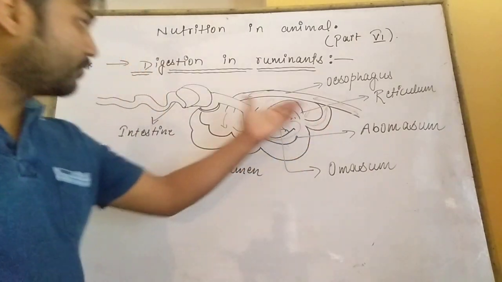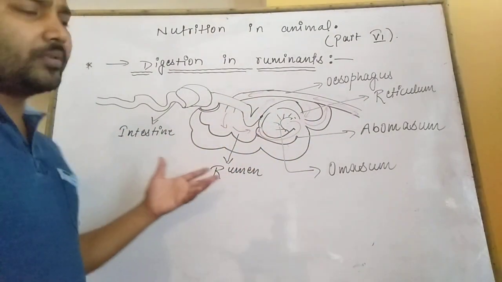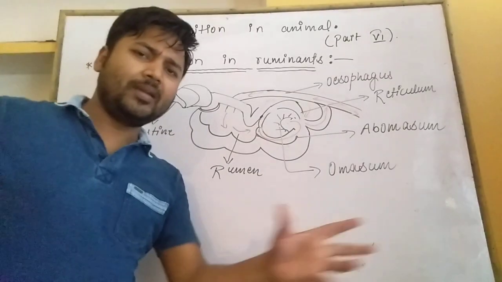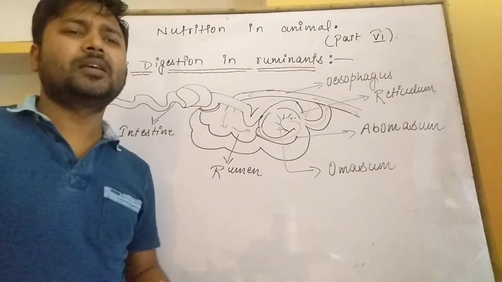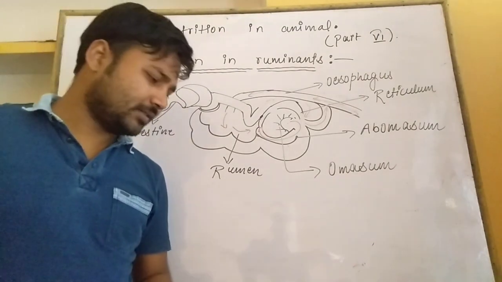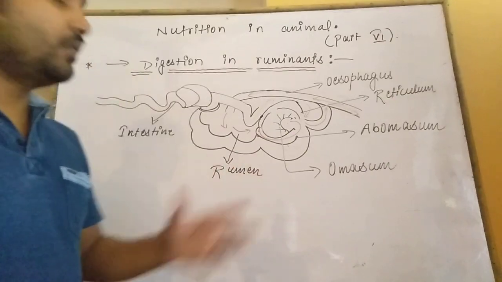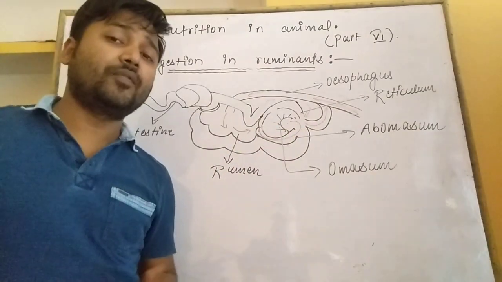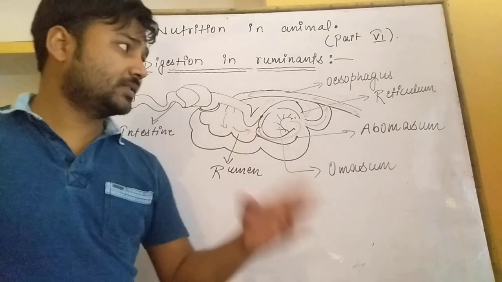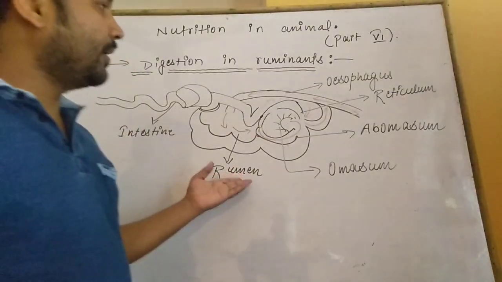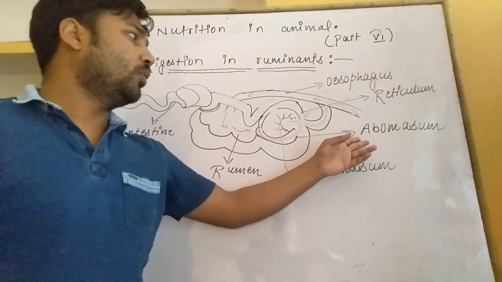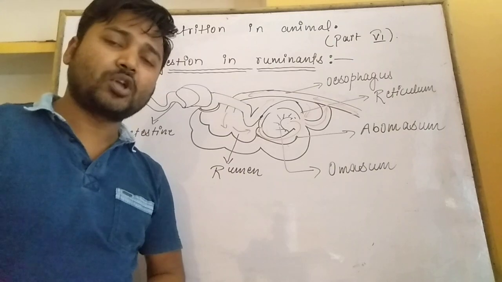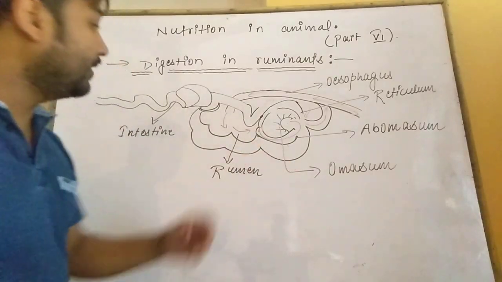So here I have drawn the diagram. The basic difference between human beings and these ruminant animals is that we have a single stomach, but ruminant animals have four types of stomach: the rumen, reticulum, abomasum and omasum. These four types of stomach are present in ruminant animals.